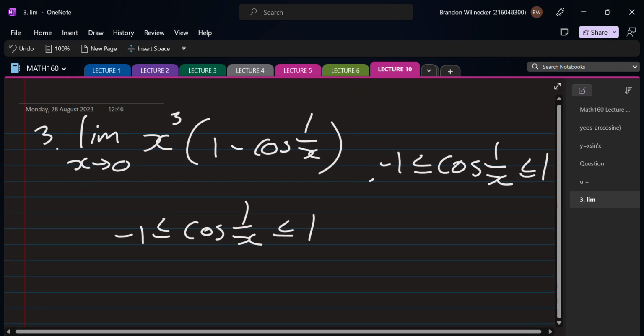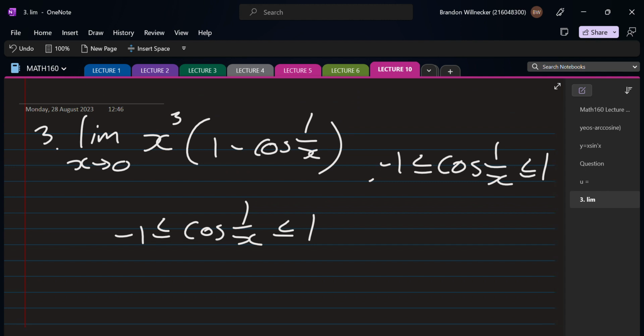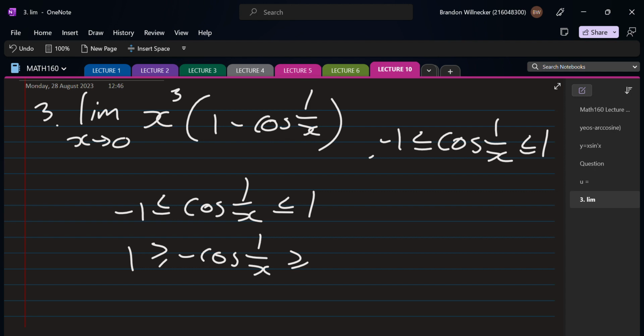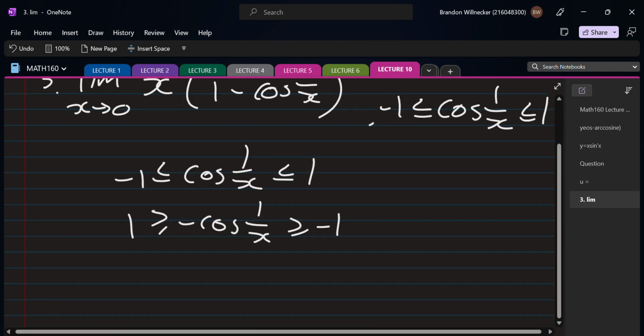Now, what are we looking for? We have that inside part, which is cos, but in the question we've got minus cos. So we need minus cos here. So let's multiply through by minus 1. So we're going to have 1 is greater than or equal to minus cos 1 over x, greater than or equal to minus 1. Whenever you multiply or divide by a negative, the inequality signs flip. Okay, I hope everyone's writing that down.